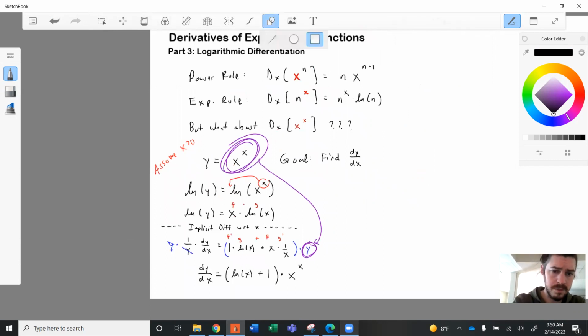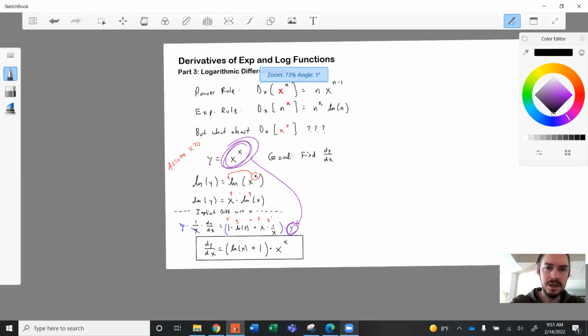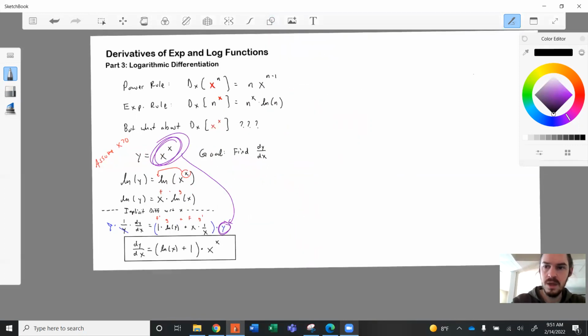The derivative of x to the power x is that function. It's a complicated thing. Natural log of x plus 1 in parentheses, and then multiply by x to the power x. And that gives us what we want. So this strategy that we've used here is an example of what we call logarithmic differentiation. So what is logarithmic differentiation? Here it is, logarithmic differentiation.